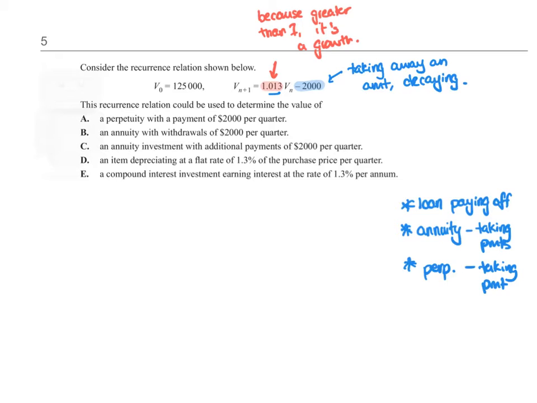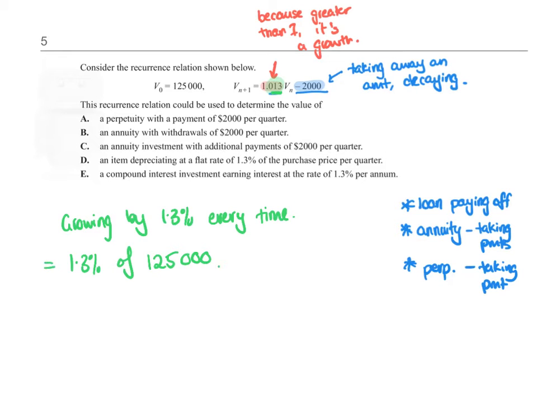So let's go have a look. When it's got this minus 2,000, let's see what the percentage is. So I'm talking about this 0.3. So it's growing by, I'm going to say 1.3%. So I've just changed this bit to a percentage. It's growing by 1.3% every time the recurrence relation goes. So if I find out what is 1.3% of the V0, which is 125,000, I'm going to go find that out, because if that matches 2,000, then that would be a perpetuity. But let's have a look at that. This ends up being 1625.